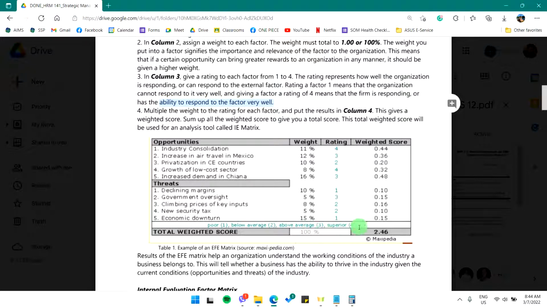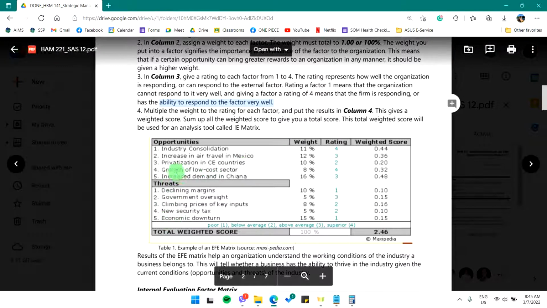And, however, sa rating, it's only 1. Ibig sabihin, hindi ganon kaganda ang response ng ating company when it comes to the economic downturn. And this is huge, no? This is very big. Kasi, we rated it 15%. It means it's very important. It means it will really affect us as a business. And how well we respond to that key factor is only 1. So, ibig sabihin, hindi maganda ang pag-respond natin dito sa key factor na ito.